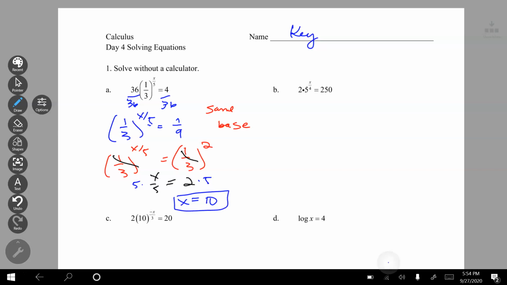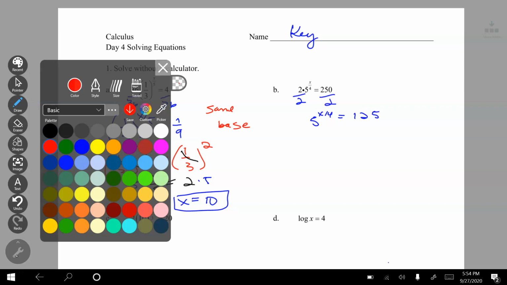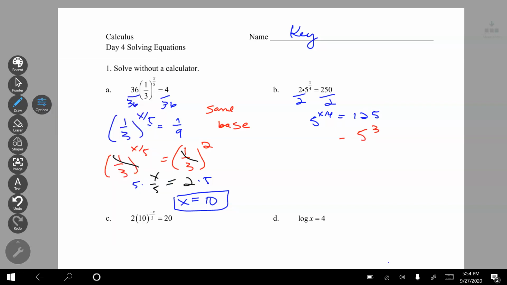Same thing for this next problem. Divide by 2, I get 5 to the x over 4 is equal to 125. I use the same base idea. This becomes 5 to the third is equal to 5 to the x over 4. I can cancel out my same bases. I get x over 4 is equal to 3, and I can multiply both sides by 4. I get x equals 12.